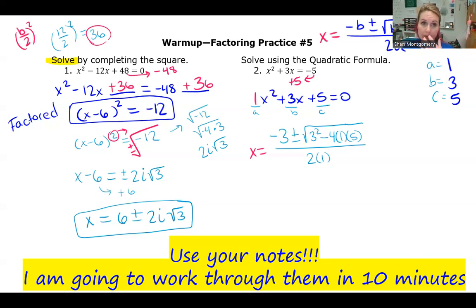Crazy, but sometimes we remember things that are crazy. We're not done yet. We filled everything in. Now we need to evaluate. So we're going to do it step by step. Obviously, it's going to be over just 2 because 2 times 1. But the main part is evaluating the square root. So what we end up with is 3 squared, so that becomes 9. And then what's 4 times 5? 20. So we end up with negative 3 plus or minus the square root of 9 minus 20, all over 2.